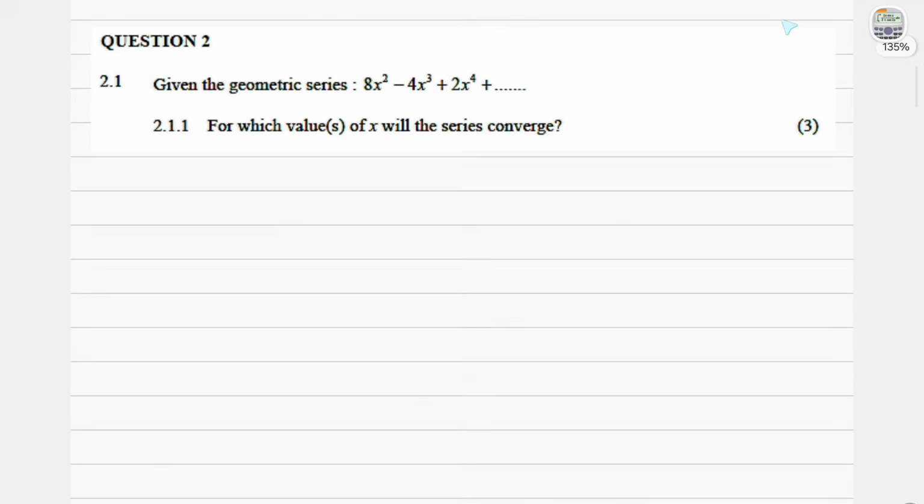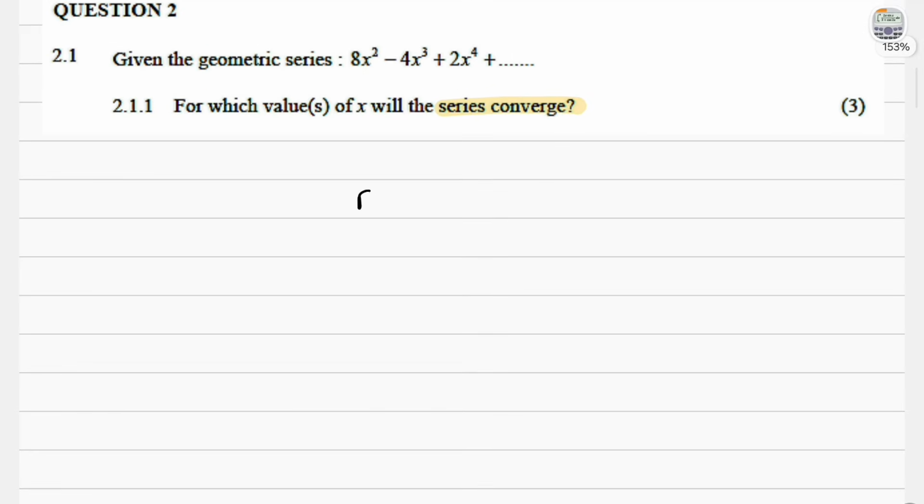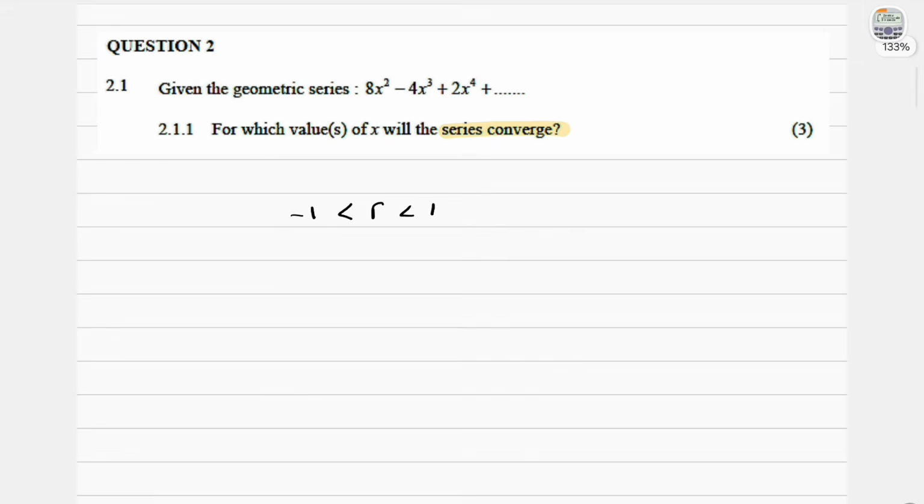Question 2.1 says, given the geometric series 8x squared minus 4x cubed plus 2x to the power of 4, and this keeps going, we have to determine for which values of x will the series converge. Okay, so a series will converge if the ratio is greater than -1 but less than 1. So you'll see that as you find the value of each term, they'll get closer and closer to 0.